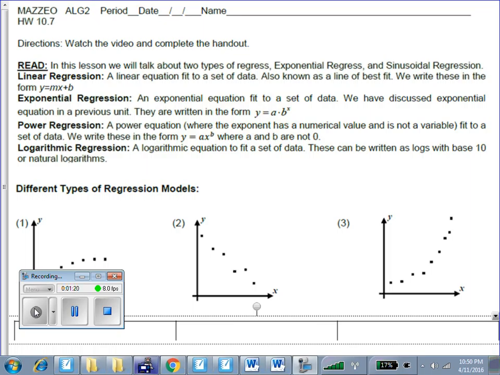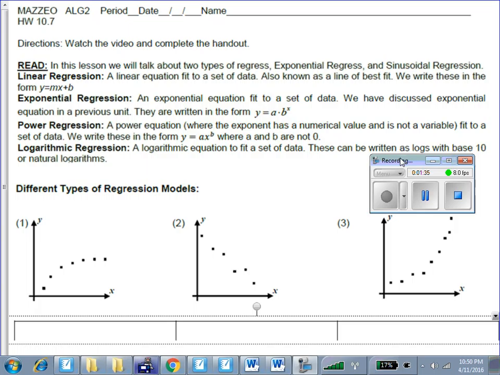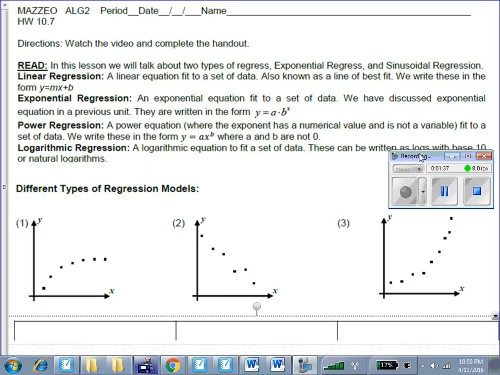And then another type is logarithmic regression. And a logarithmic equation could be written in the form of log with base 10 or a different base, or it could be a natural logarithm. So we're going to do a few examples together. But let's just start out by looking at these three different types of equations and just naming what they would represent, or what kind of regression model would best fit this type of graph.